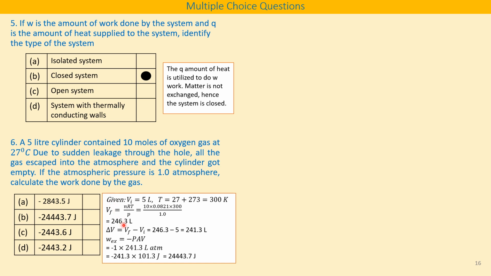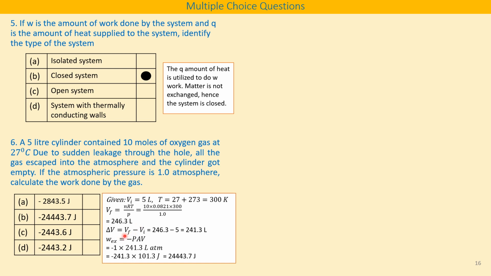You have to make use of a certain formula: Vf is equal to nRT divided by P. Substituting the values of n, that is 10 moles, the constant value of R is 0.0821, and temperature T in Kelvin, that is 27 plus 273 equal to 300 Kelvin, divided by P, which is 1 atmosphere. Substituting the values, we get 246.3 liters.